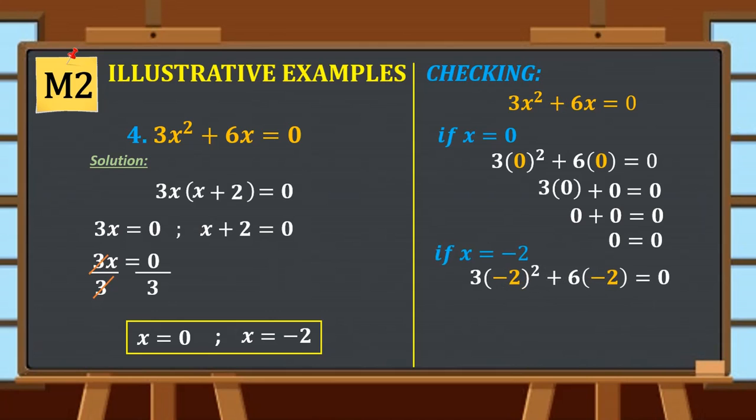The second obtained value is negative 2. So substitute 3 times negative 2 squared plus 6 times negative 2 equals 0. So negative 2 squared is 4. So we have now 3 times 4. 6 times negative 2 is negative 12, then equals 0. 3 times 4 is 12, then minus 12 equals 0. So 12 minus 12 is 0. And 0 is equal to 0. So again, we obtain equal values. So meaning, we solve for the correct values of x, which are 0 and negative 2.